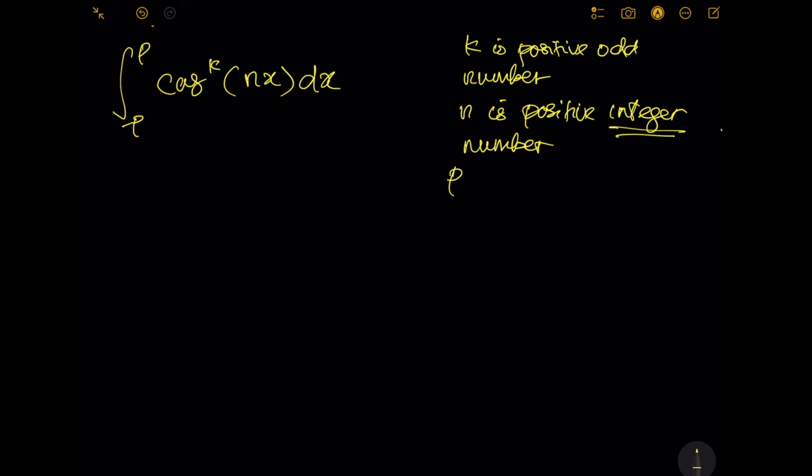Meanwhile, p must be an integer multiplied by pi. It cannot be any other number. With those conditions fulfilled, it is equal to 0. Continue watching the video to know why.